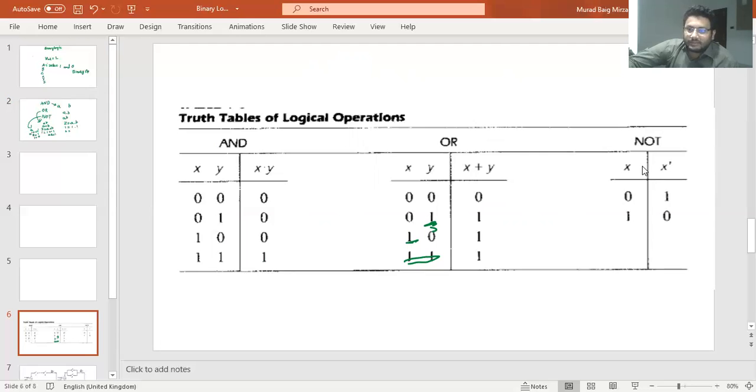This is the NOT gate. You can see now, this is the NOT gate. I told you if x is 0, x not, x prime or x complement is equal to 1. If x is 1, then x not, x prime or x complement is equal to 0.